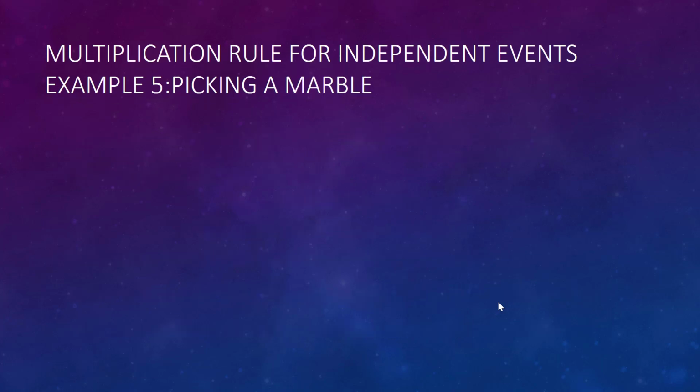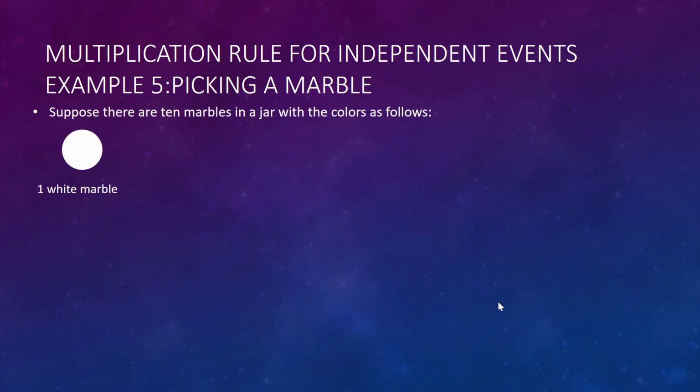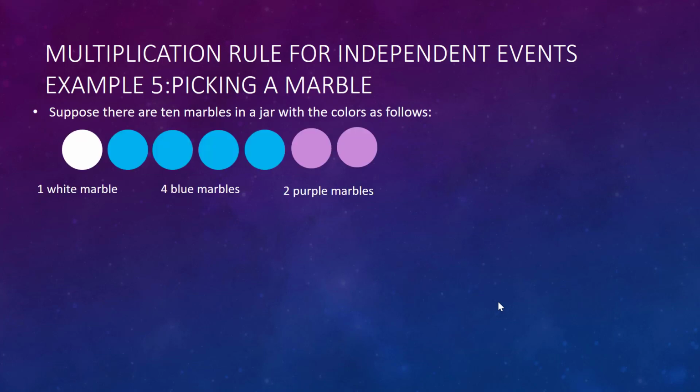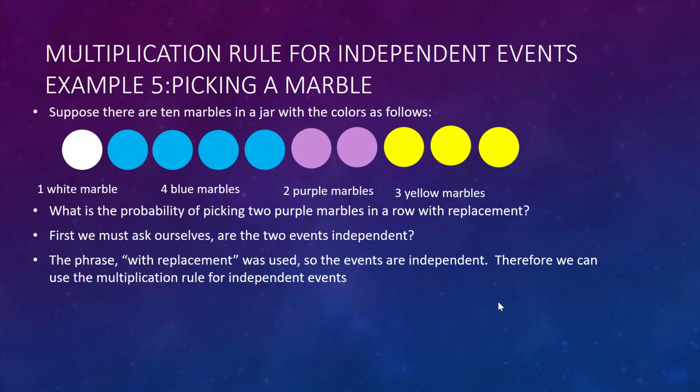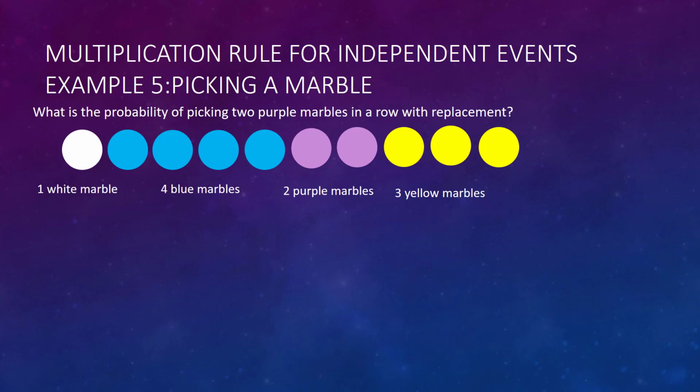Example 5, picking a marble. Suppose there are 10 marbles in a jar with the colors as follows: 1 white marble, 4 blue marbles, 2 purple marbles, and 3 yellow marbles. What is the probability of picking 2 purple marbles in a row with replacement? First, we have to ask ourselves, are these 2 events independent? The phrase with replacement was used, so the events are independent. Therefore, we can use the multiplication rule for independent events.